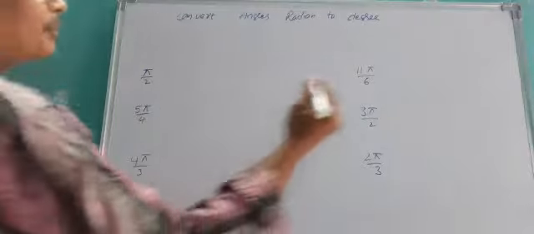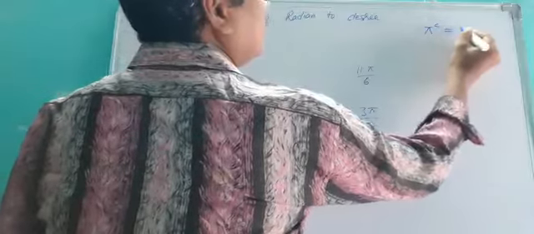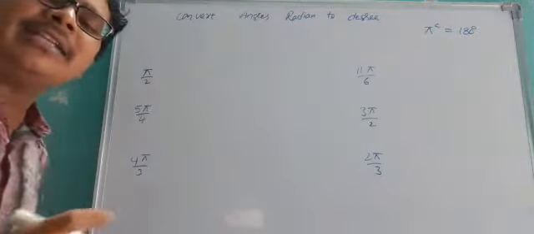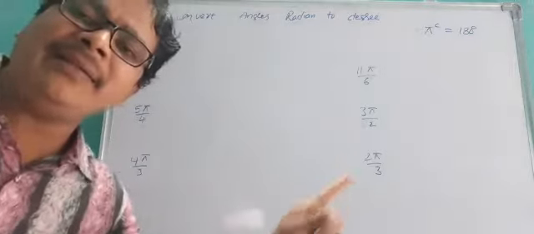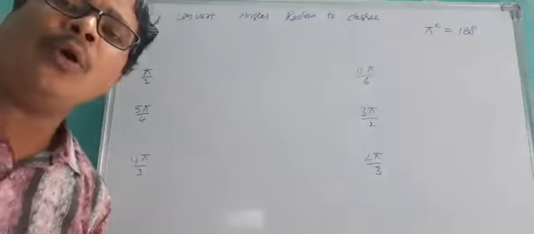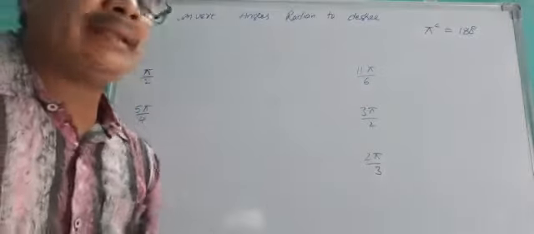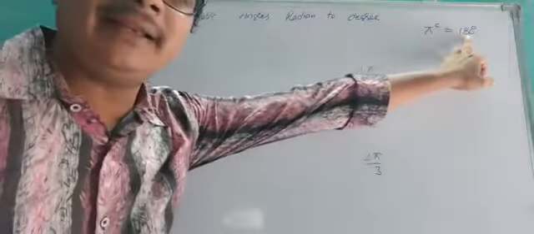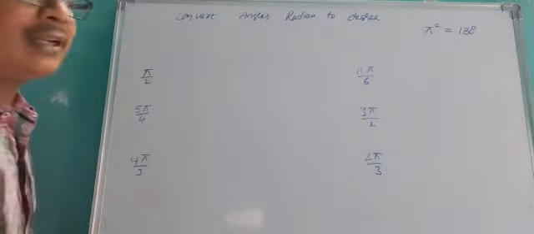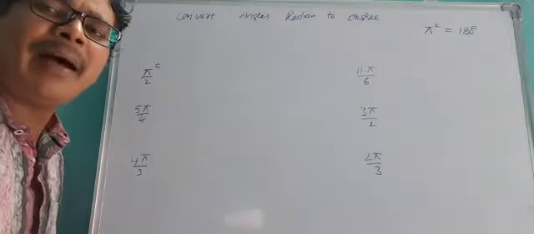Okay, so already you know pi radians equal to how many degrees? 180 degrees. Already I explained it in our previous video. Pi radians equal to 180 degrees, or 180 degrees equal to pi radians. So very simple conversion.